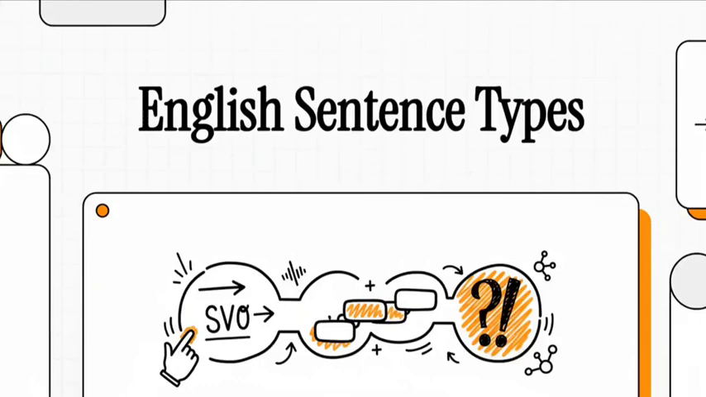Hey there, and welcome. Today, we are going to get right into the heart of English communication by mastering the three basic sentence types. If you can get these right, you'll be able to express yourself clearly and confidently. So let's just jump right in.